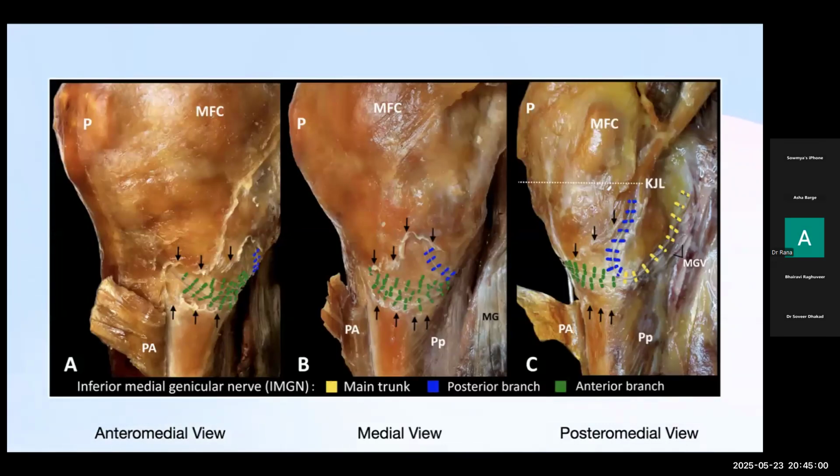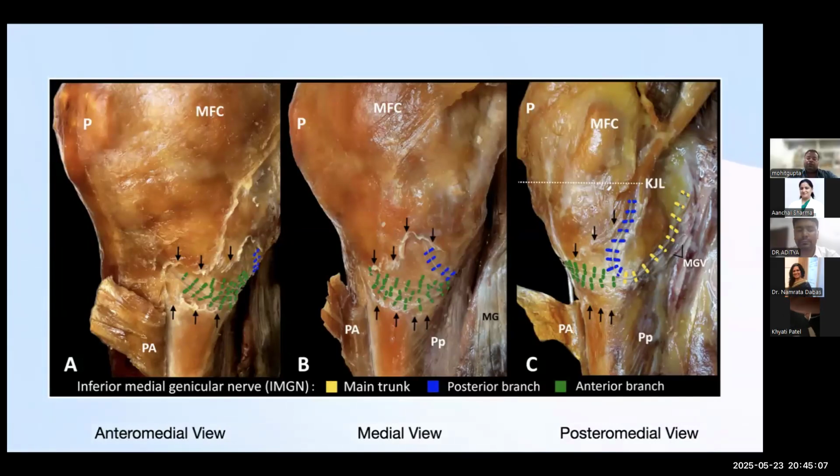Showing the inferomedial genicular nerve in different views. The first, A, is the anteromedial view, B is the medial view, and the third is the posteromedial view. As we can see, the black arrows correspond to the joining point of the collateral ligament, and the two branches from the inferomedial genicular nerve. The green one is the anterior branch.